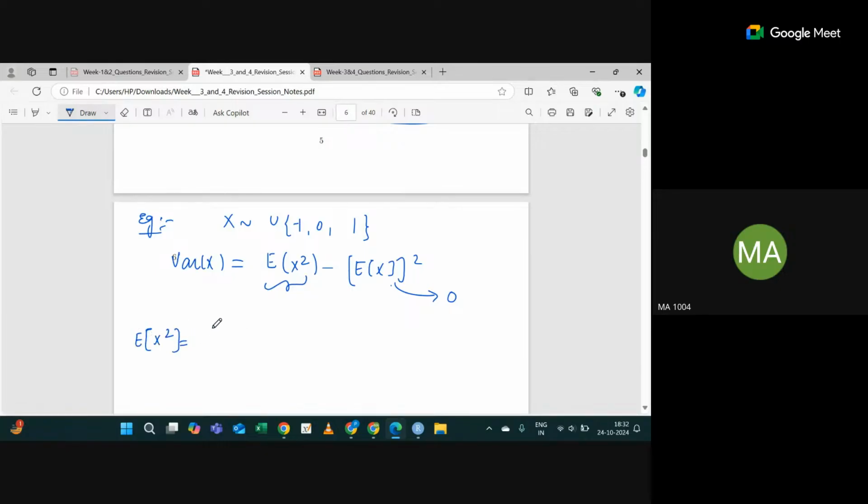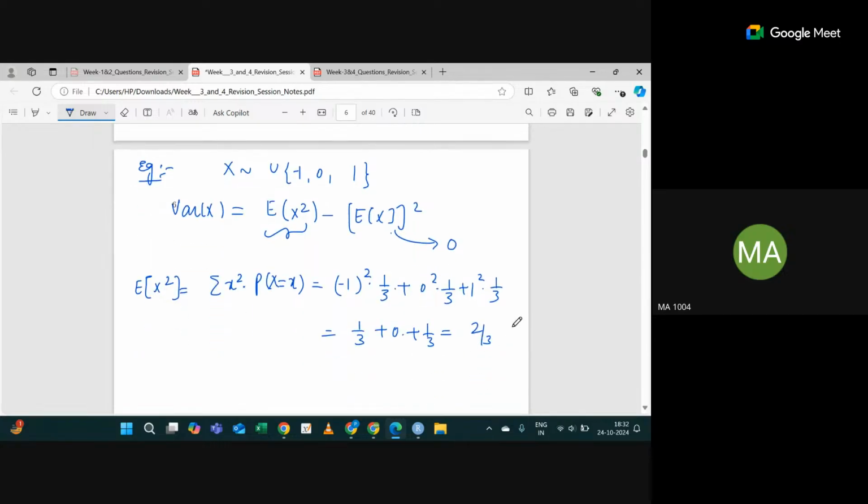Expectation of x square means we have to do summation of x square into probability for each value of x. So it will be minus 1 square into 1 by 3 plus 0 square into 1 by 3 plus 1 square into 1 by 3. So it will be 1 by 3 plus 0 plus 1 by 3, which is nothing but 2 by 3. So if you substitute the values here, variance of x will be 2 by 3 minus 0, which is 2 by 3. Is this clear?